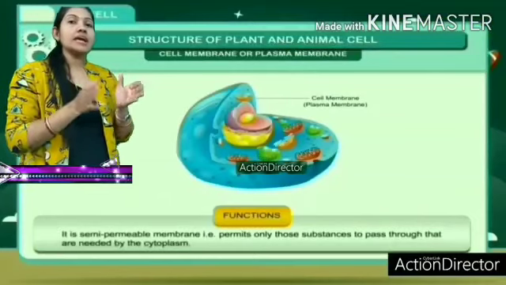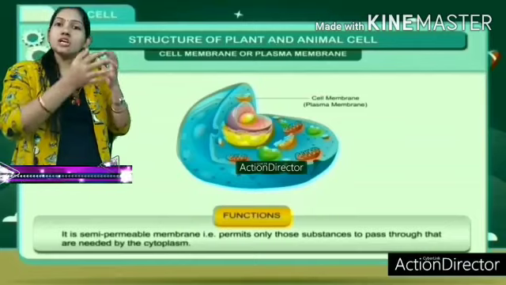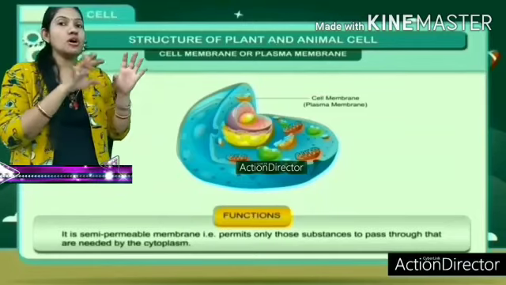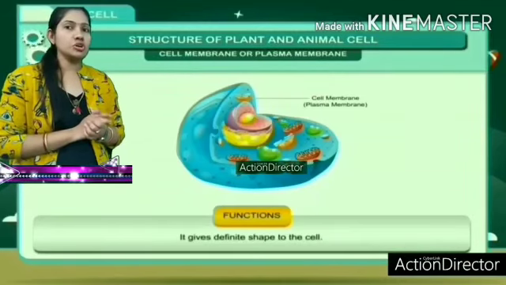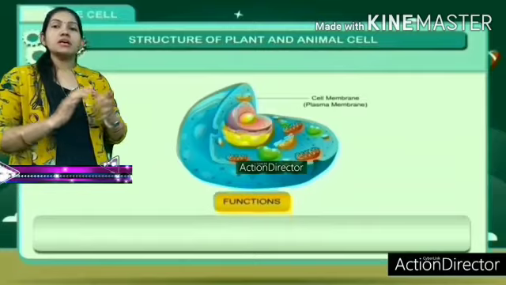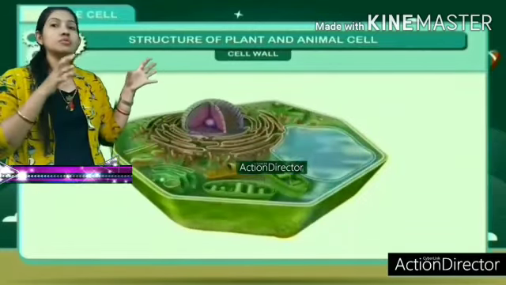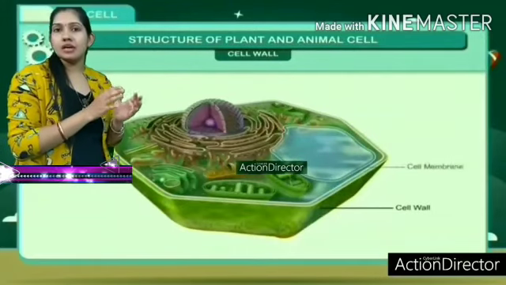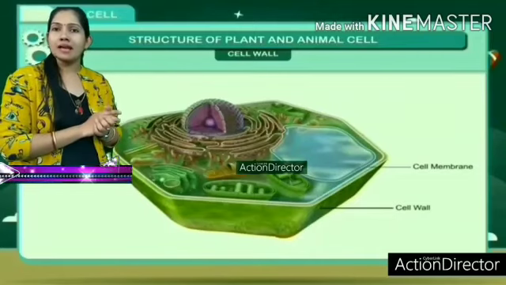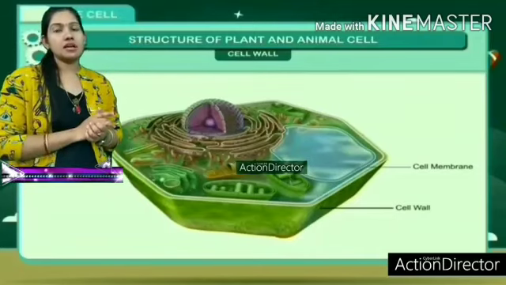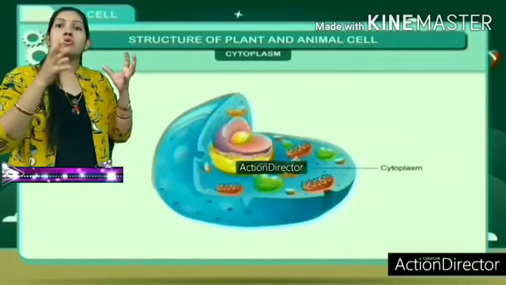So what is the function of the cell membrane? It is semi-permeable in nature, meaning it allows only the required material inside the cell. It does not allow the useless material inside the cell. So this is the main function of the cell membrane or plasma membrane. The next part we can discuss is the cell wall. Cell wall is the outermost covering of a plant cell, which is absent in animal cell. It is the rigid, tough layer of a plant cell which gives shape to the plant cell. And remember, the cell wall is absent in animal cell. The main function of the cell wall is to give protection.